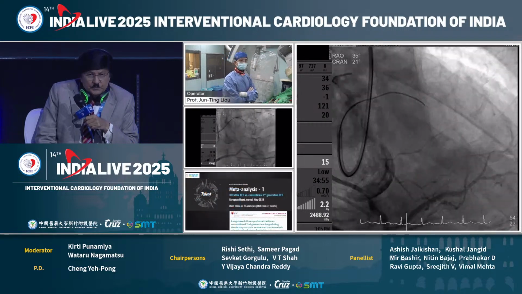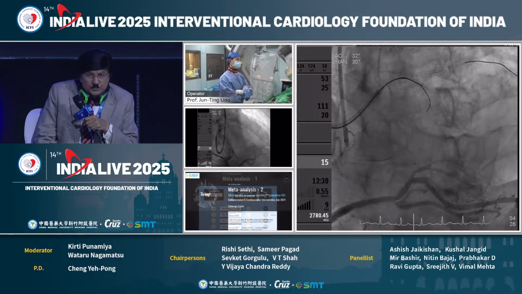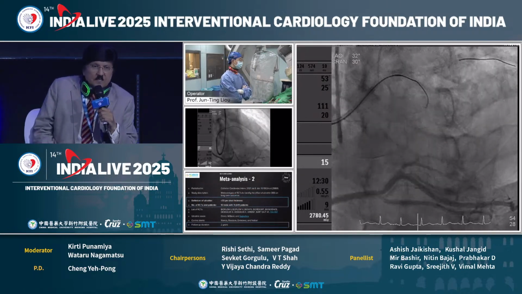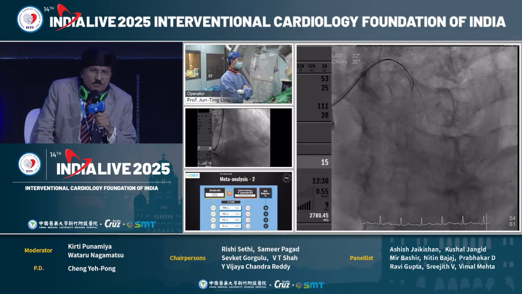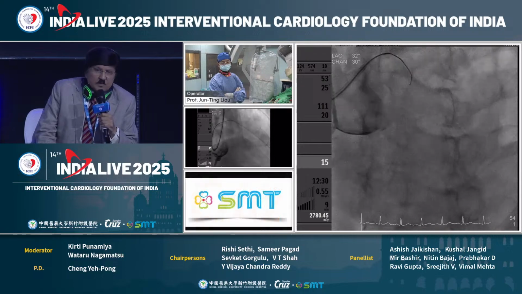But you can see the lateral view. Lateral view, the wire still goes out of the lumen. Yes. At this moment, can you stop for a moment here? So we have a question here.